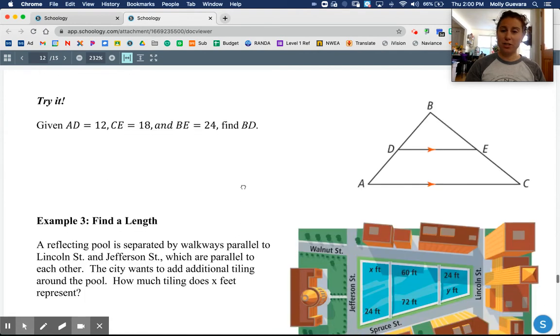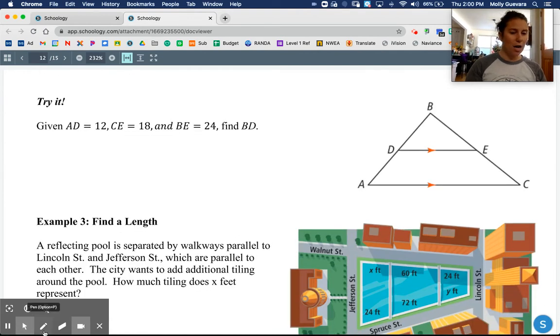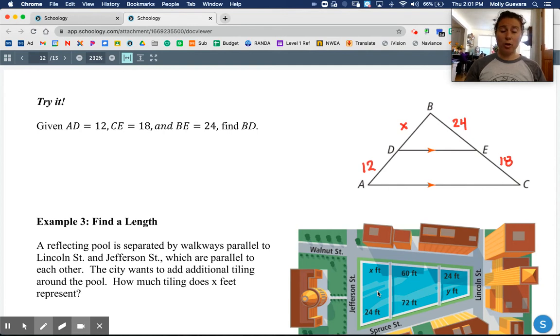You guys have a try it. So AD here is 12. CE is 18. And BE is 24. And it wants you to find the length of BD. So go ahead, set up a proportion, solve, and then when you're ready to go over it, hit play and let's review it.